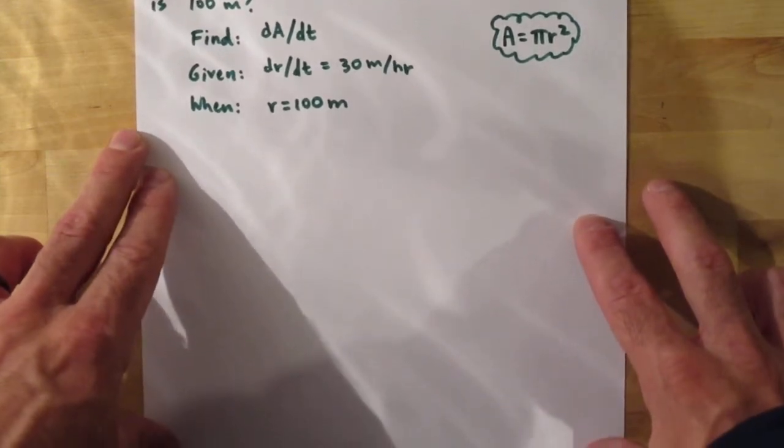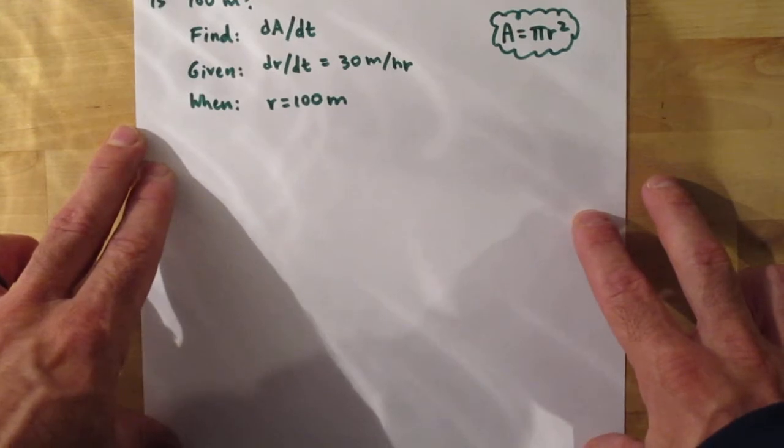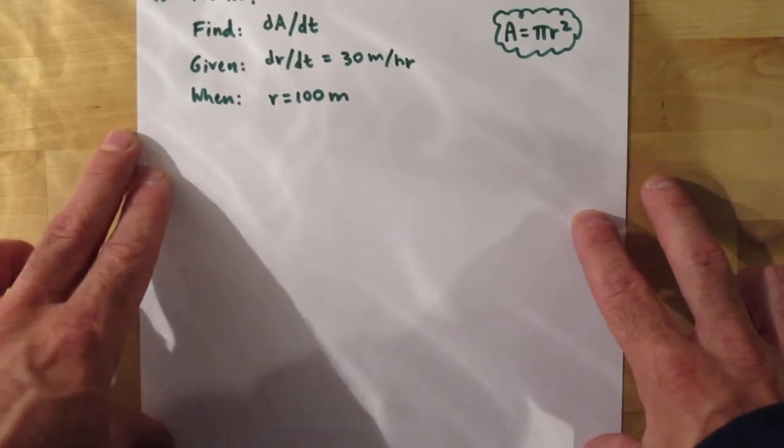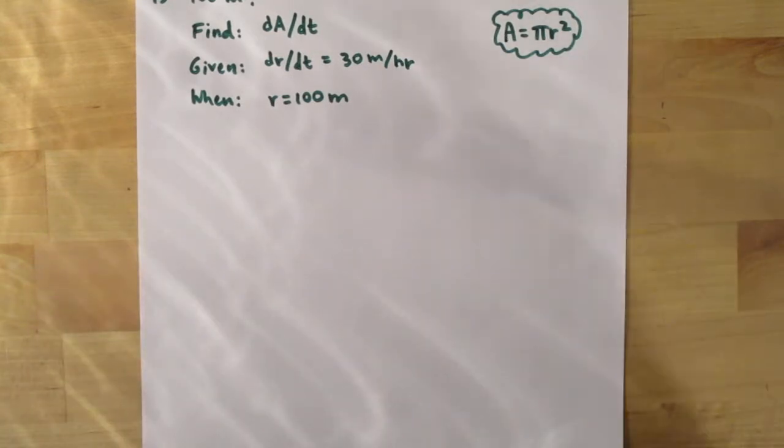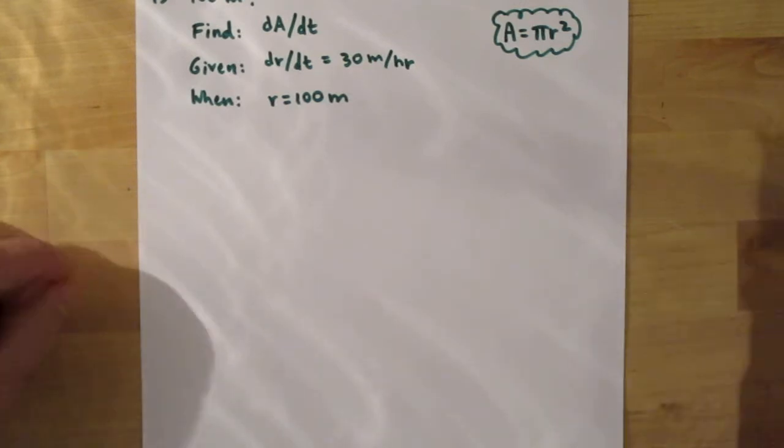So some important stuff that we need to know here. First of all, we're trying to find dA/dt, that is the change in area with respect to time. We're given that dr/dt is 30 meters per hour. We want to know what the change in the area is when the radius is 100.